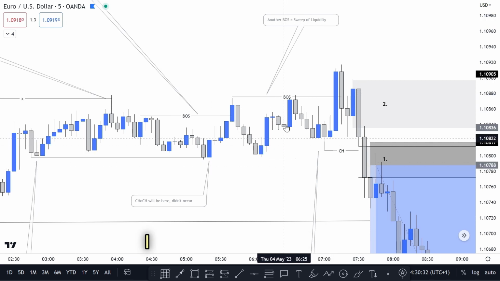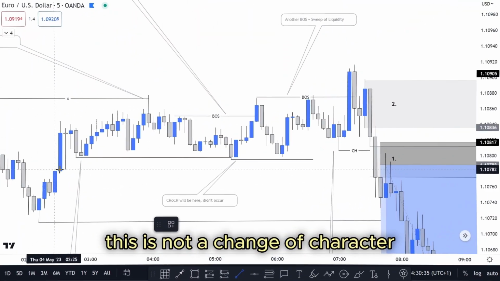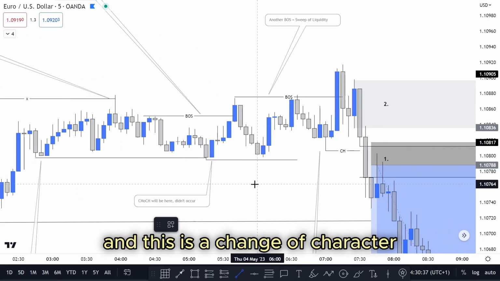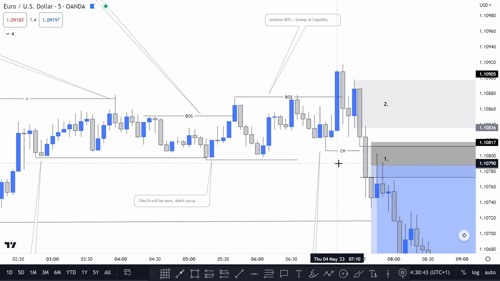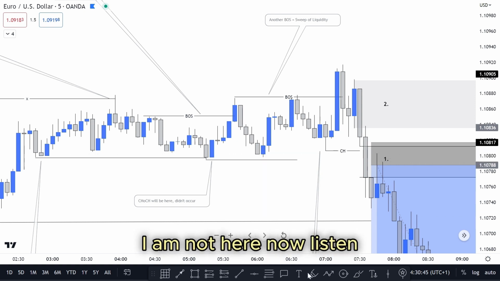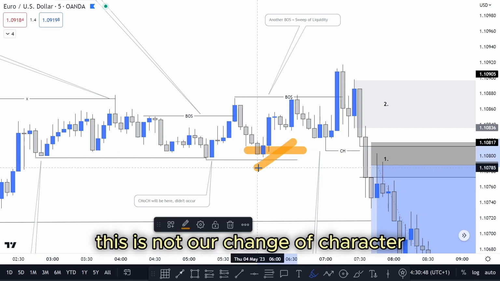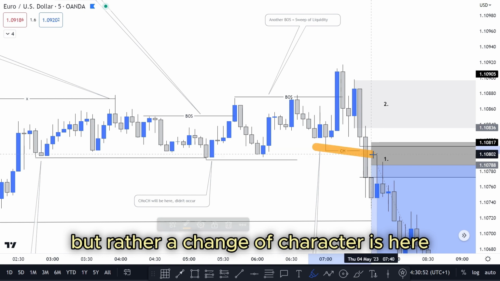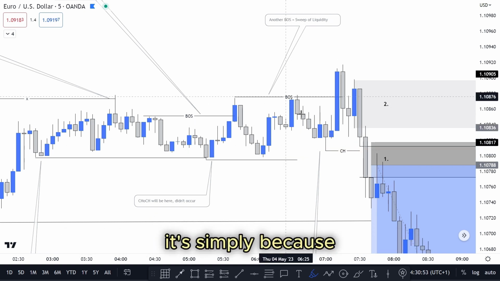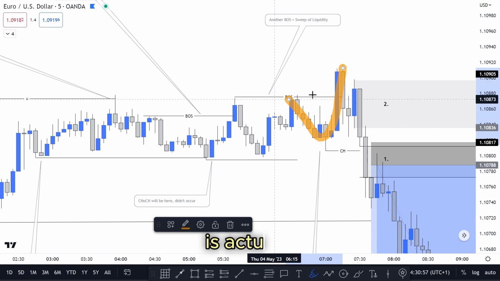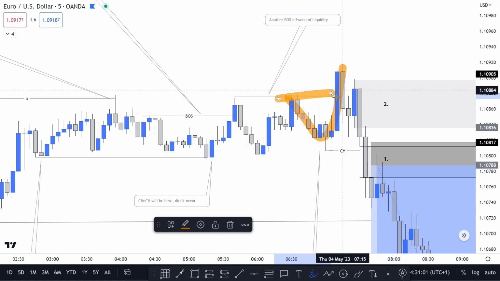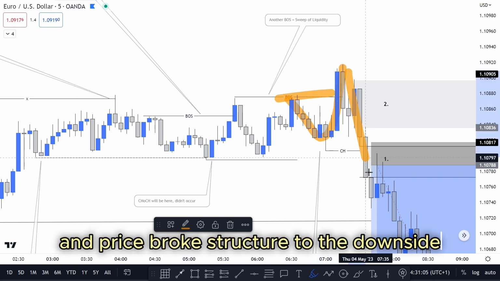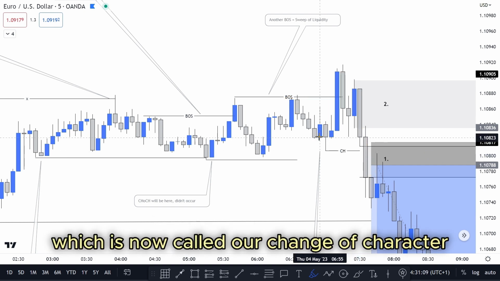So in this case, I know I've been saying this is not a change of character and this is a change of character. So in this scenario, this becomes our change of character. Why is our change of character here and not here? Now listen, this is not our change of character, but rather our change of character is here. Why is that? It's simply because this move to the upside is actually a valid move, right? This is a valid move, and price broke structure to the downside, which is now called our change of character.